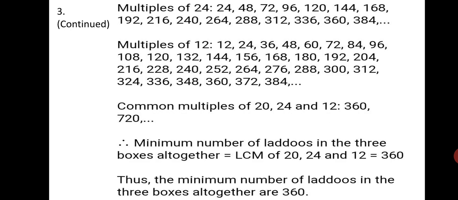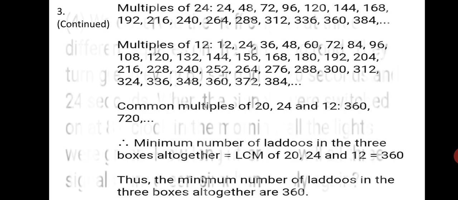You need not go on finding till 720. Once you get the first common multiple, 360, for 360 itself you have to write so many multiples. So you're going to multiply and find the table of the respective numbers. You will have to do a lot of rough work for finding the multiples here, so do it in a working column. Therefore, the minimum number of laddus in the three boxes altogether is equal to the LCM of 20, 24 and 12, which is equal to 360. Thus, the minimum number of laddus in the three boxes altogether is 360.